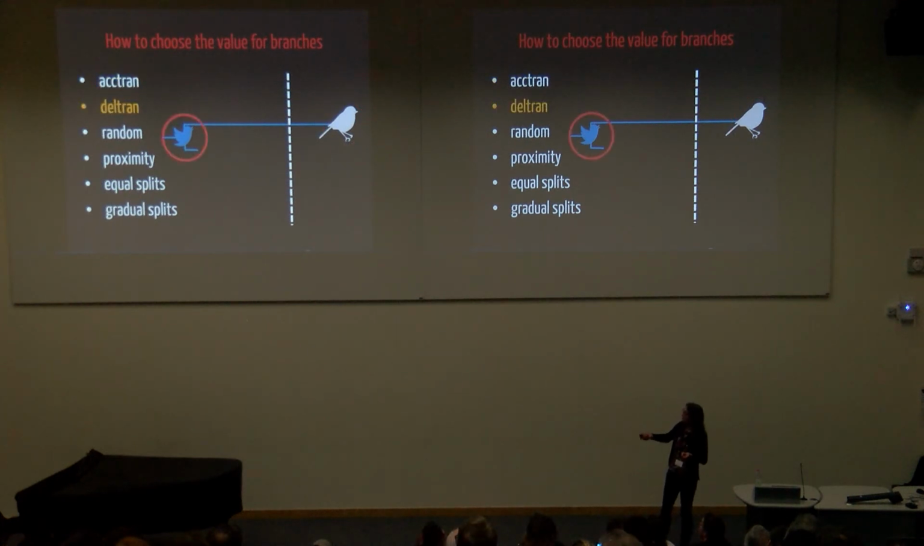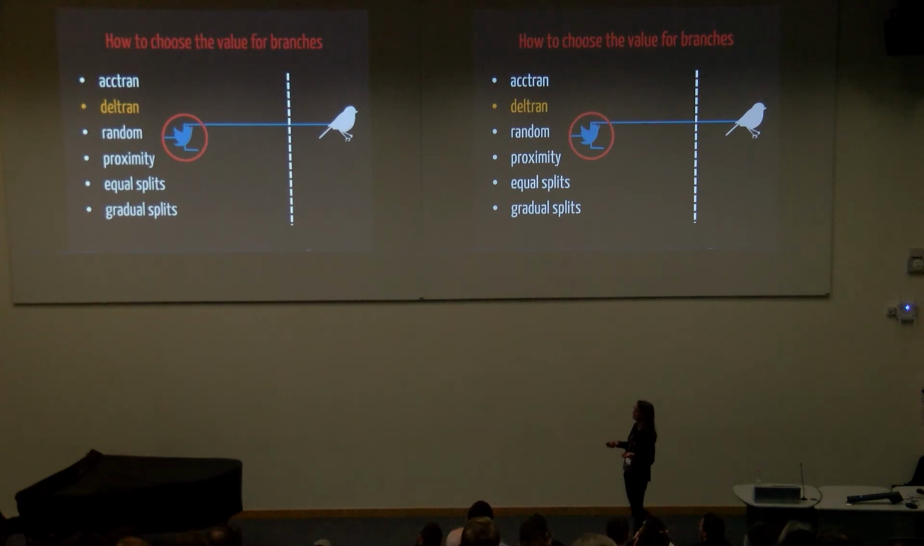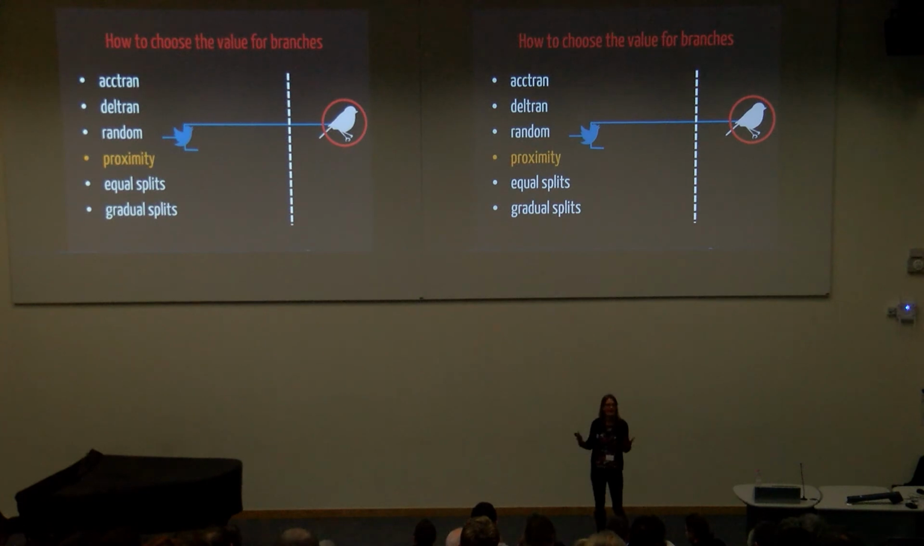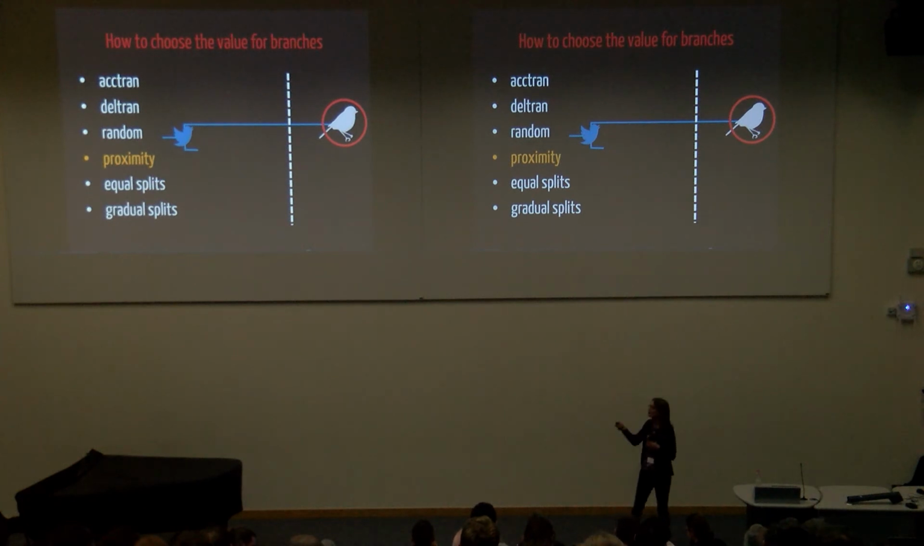You can also use a DELTRAN method, which is the opposite, where you always pick the ancestor. You can use a random method where you randomly choose one or the other, or you can use a proximity method where you choose whichever is closest to the time slice. In this case, it would be the ancestor. All four of these methods are punctuated evolution models. The other important thing is that they only choose one value, once, for each of these branches at each time slice.